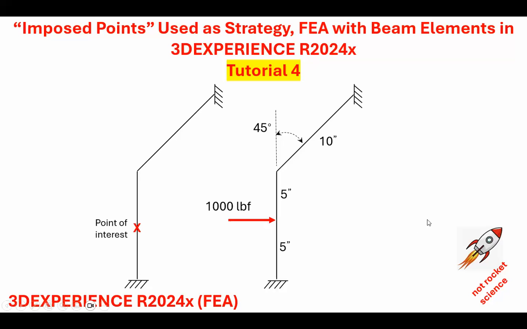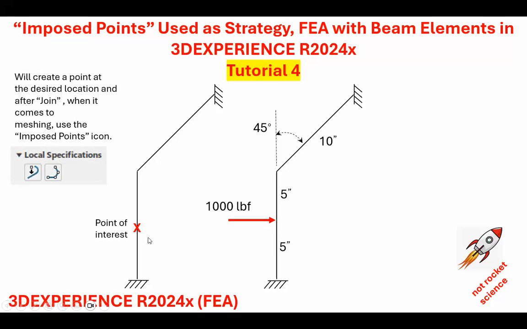So the model that's going to be made is actually like so. So this is the idealization of this problem. And because we're going to be putting a load right at this juncture point, I'm going to create a point right there. Okay. And later on, when it comes to meshing, I will make sure that this point is included in the mesh.